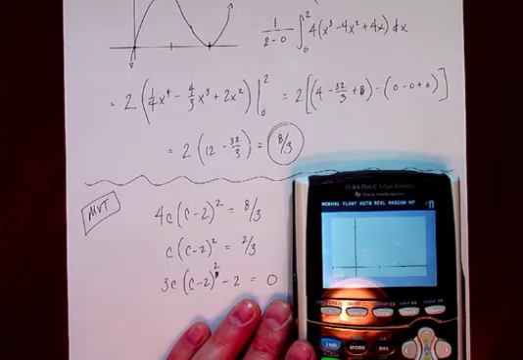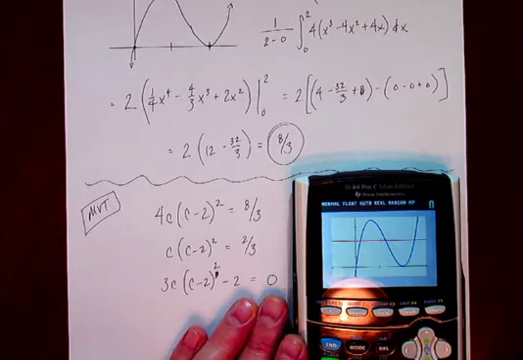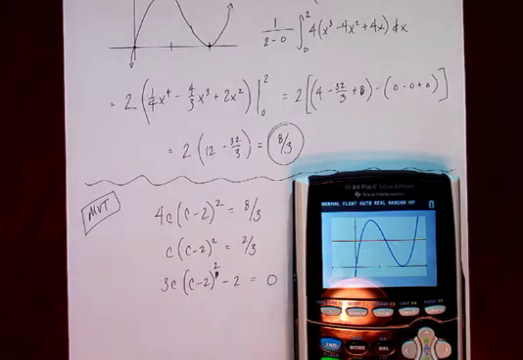And let's see what the function looks like. Function looks like that. And there's the average value. And notice that on the interval 0 to 2, it intersects twice. Now remember that the mean value theorem of integrals doesn't actually tell you what those values are. It merely guarantees that there's at least one. But in this particular instance, there's 2.